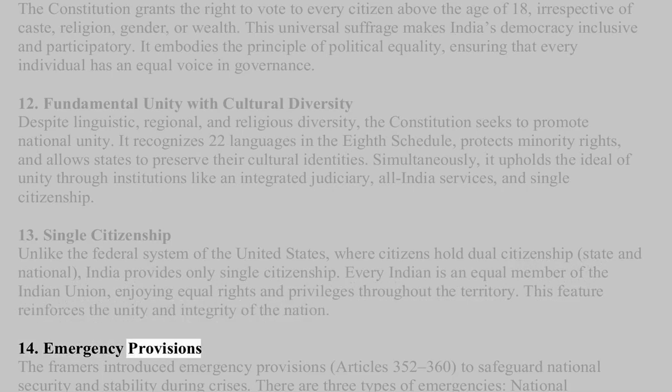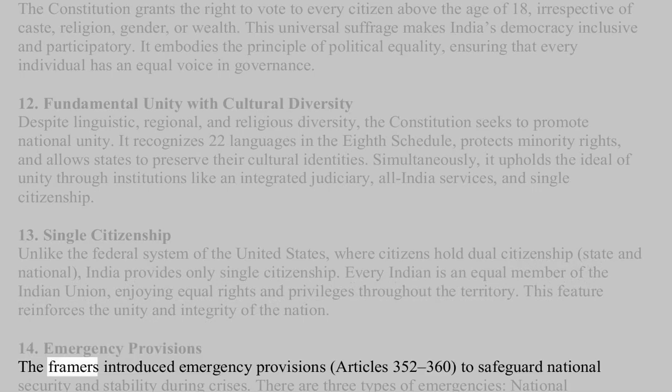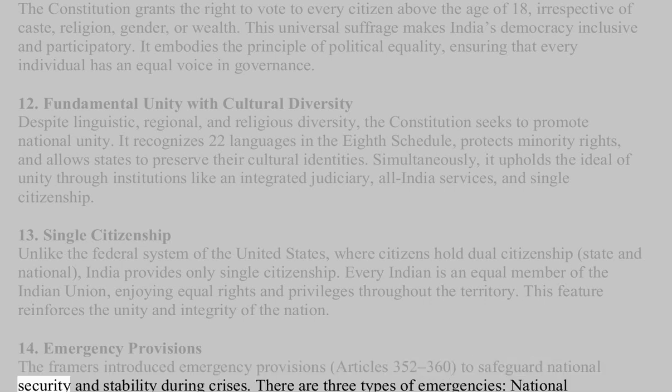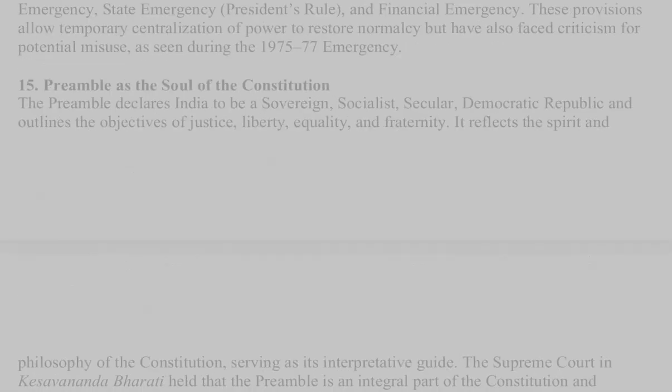14. Emergency provisions. The framers introduced emergency provisions, Articles 352 to 360, to safeguard national security and stability during crisis. There are three types of emergencies: national emergency, state emergency (President's Rule), and financial emergency. These provisions allow temporary centralization of power to restore normalcy but have also faced criticism for potential misuse, as seen during the 1975-77 emergency.